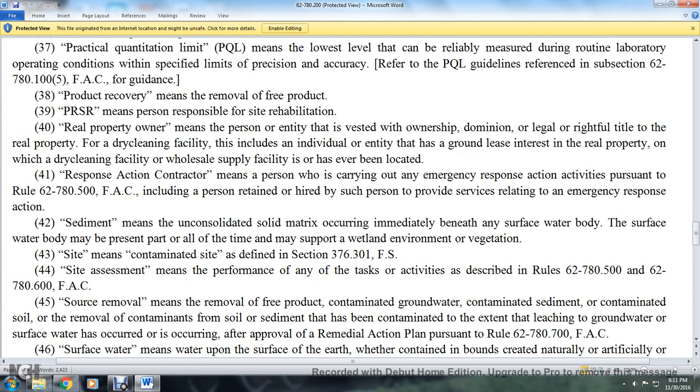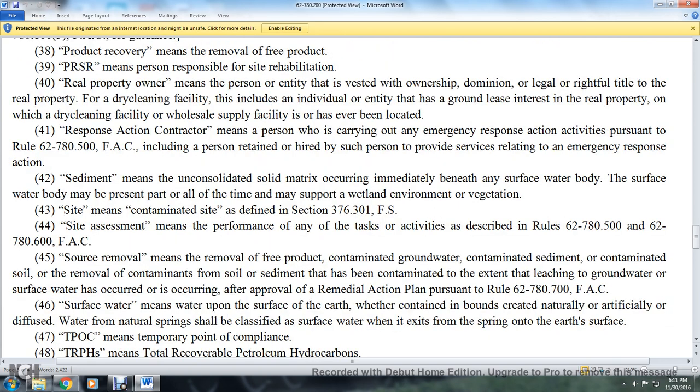Source removal means the removal of free product, contaminated groundwater, contaminated sediment, and contaminated soil, the removal of contamination from soil and sediment that has been contaminated, with the extent of leaching to the groundwater or surface water occurring after the approval of the remedial action plan and pursuant to Rule 62-780.700. Surface water means water upon the surface of the earth, whether contained in bounds created naturally or artificially, or diffused. Water from a natural spring shall be classified as surface water when it exits from the spring onto the earth's surface.